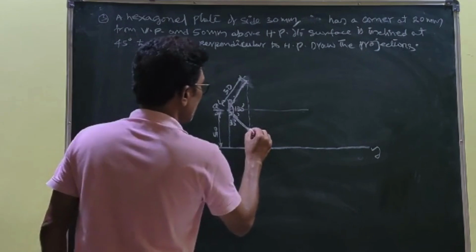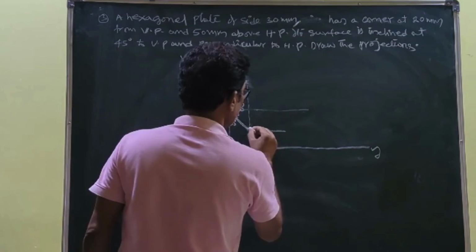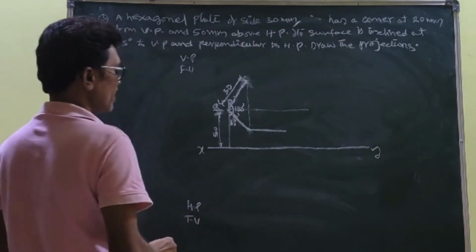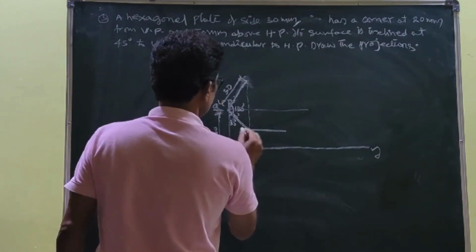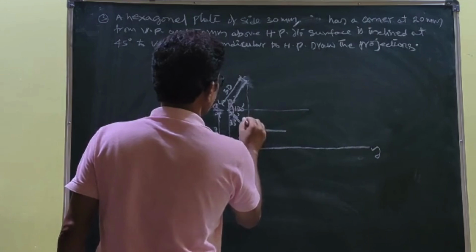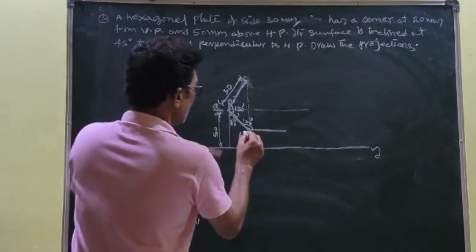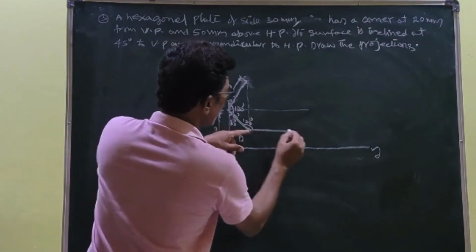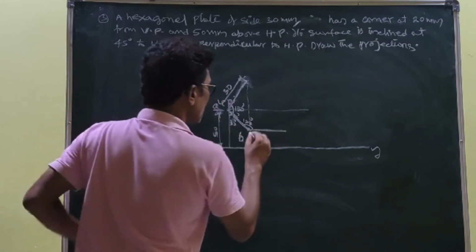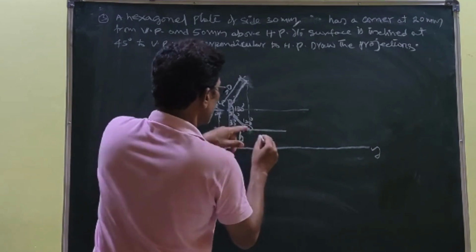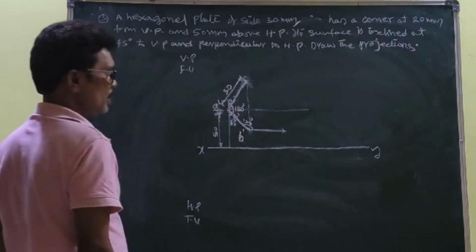Here you draw a line parallel to XY. So this point is B dash. If you measure this angle, it is automatically 120 degrees. Or otherwise you can set up 120 degrees and draw a line; obviously you get this line parallel to XY. So with B dash as a center and 30 mm as a radius, you cut it here.